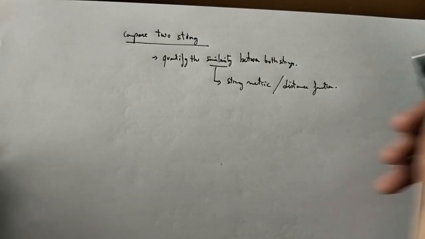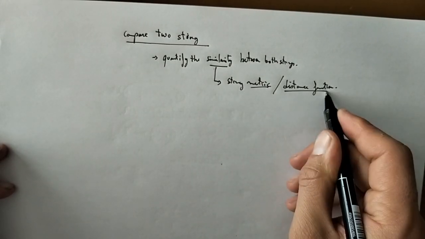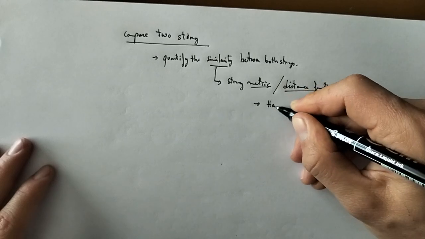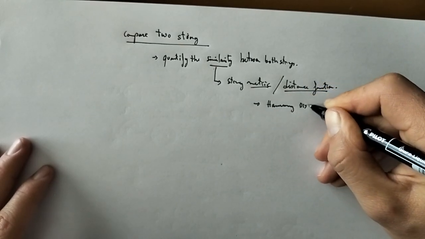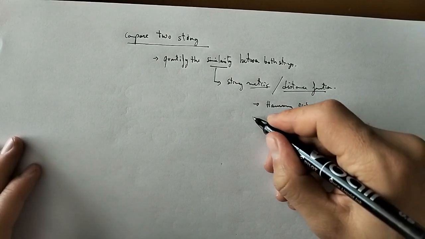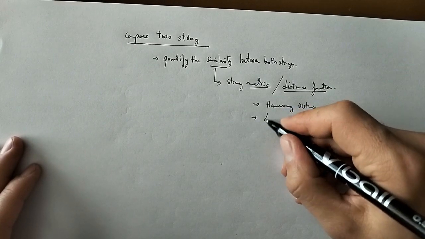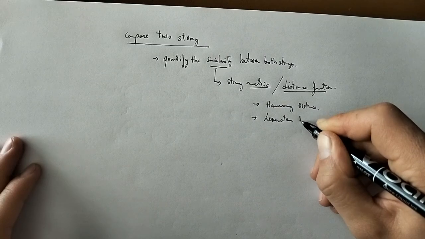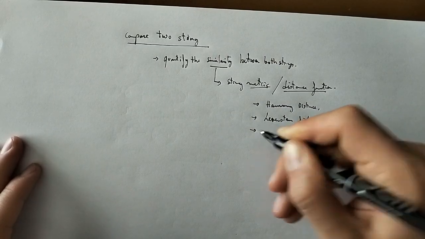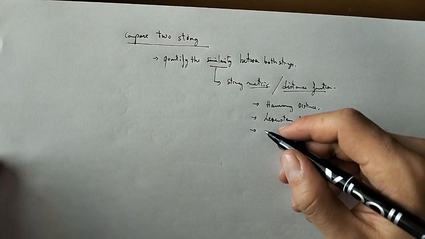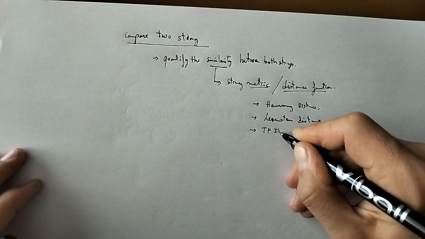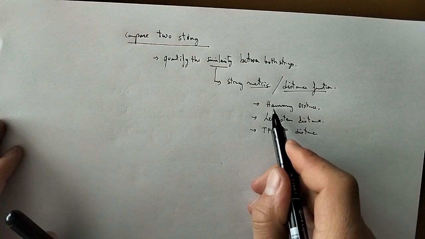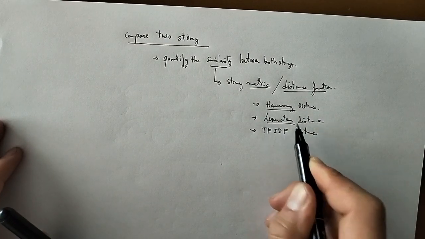And in fact, there are different ways to measure the distance between 2 strings. For example, we have the Hamming distance. Very simple, very well known. We have other distances like the Levenshtein distance. And we can define other kinds of distances like the TF-IDF distance. Okay, so in this lecture we're mainly going to focus on the Hamming distance and the Levenshtein distance.